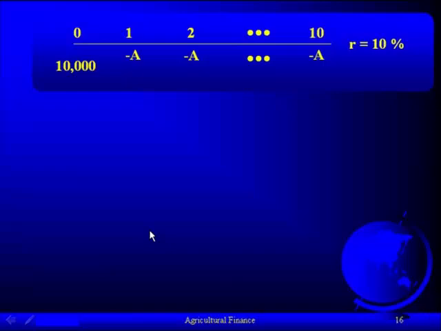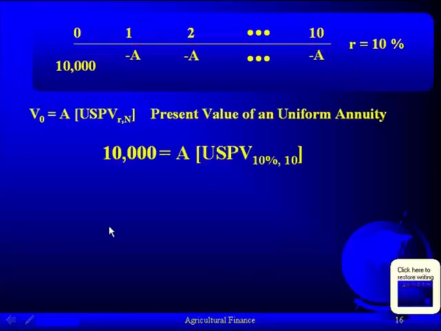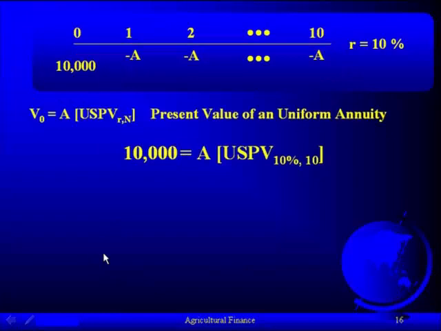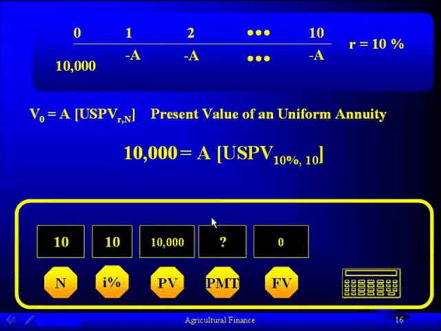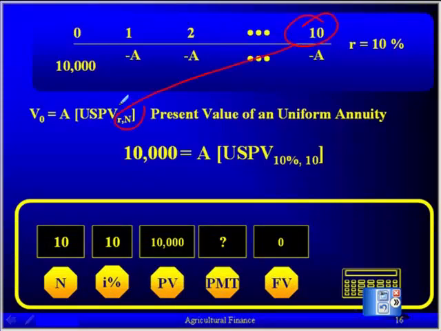Okay, the logic here is, do we have a uniform annuity in this problem? Do we have a payment that is constant and repetitive? Do you recognize this as a uniform annuity? Do we also see that in this case we have a present value? So we have a uniform annuity and we know the present value. So which formula are you going to use? The present value of the uniform annuity, which we define, then we plug the numbers into it and then use our calculator. So we can see that in this particular case, we're dealing with 10 periods.